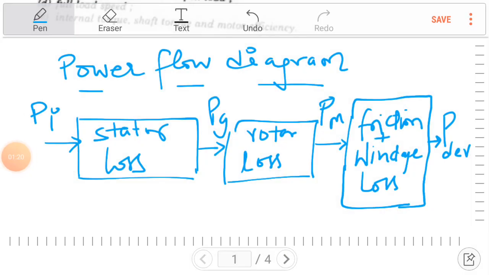To solve the problem, first we have to see the power flow diagram. The input power to the induction motor is Pi. After stator losses, which are stator core loss and stator copper losses, we get the air gap power Pg, and if we subtract rotor losses, rotor core loss and rotor copper losses from air gap power, we get the mechanical power Pm, and after subtracting the friction and windage losses, we get the developed power at the shaft output.